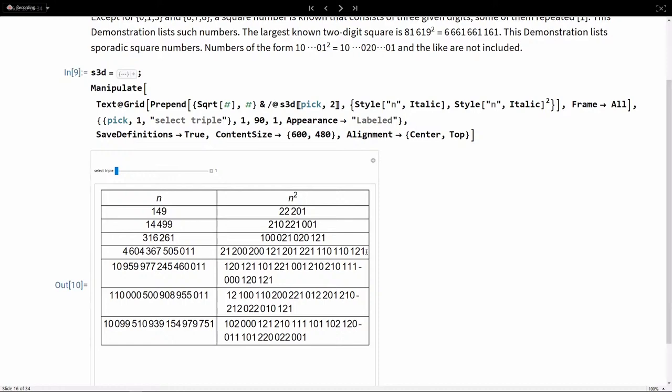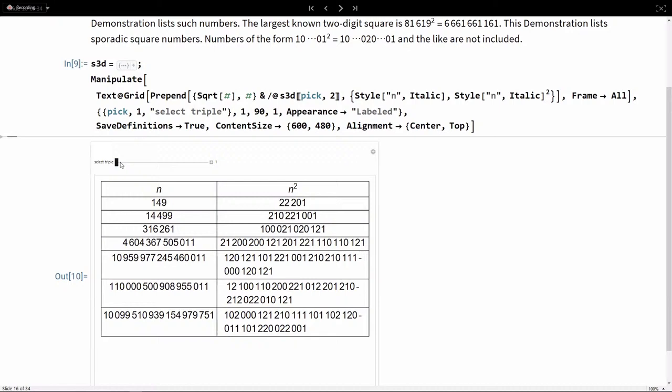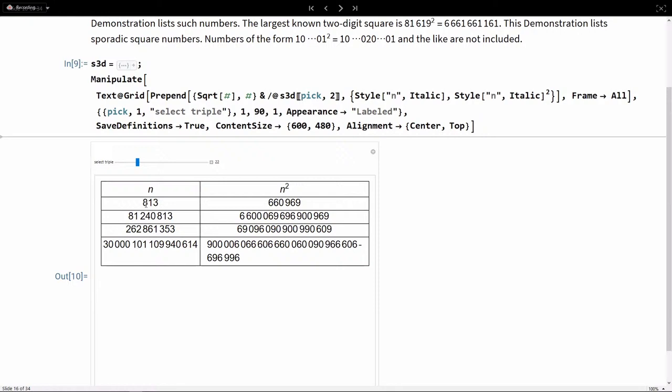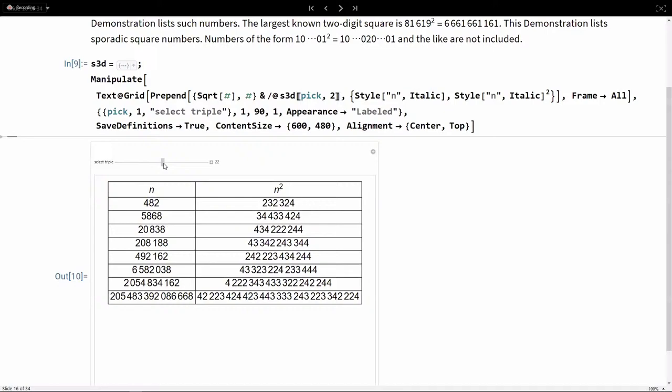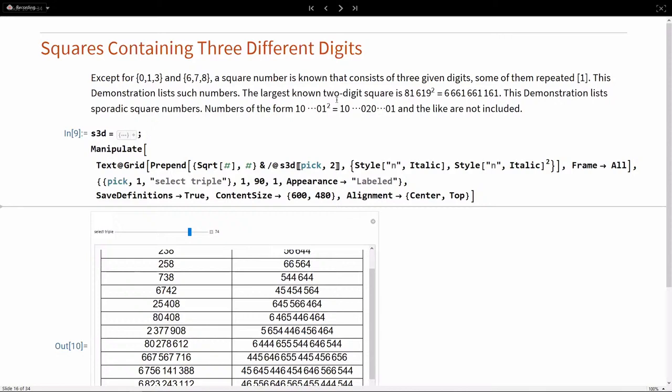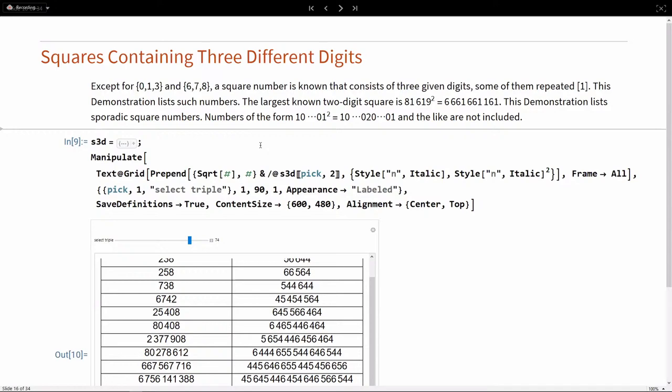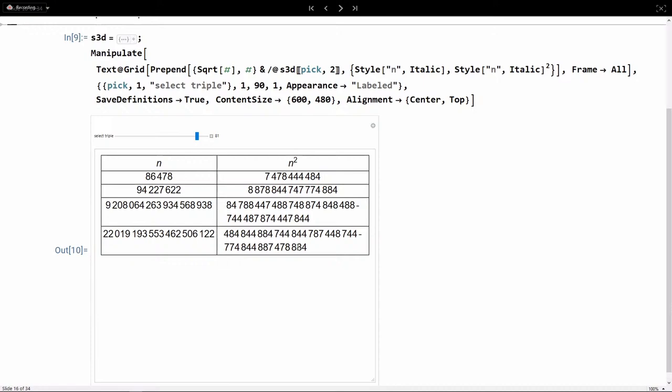Here's the largest square numbers you can make with particular sets of digits. For example, with the numbers 6, 0, and 9, the squares of these numbers are all represented with just those three digits. And so far, this is an unsolved question. There's two triples that are unsolved, 0, 1, 3, and 6, 7, 8. All other numbers have strange square numbers built from those digits.